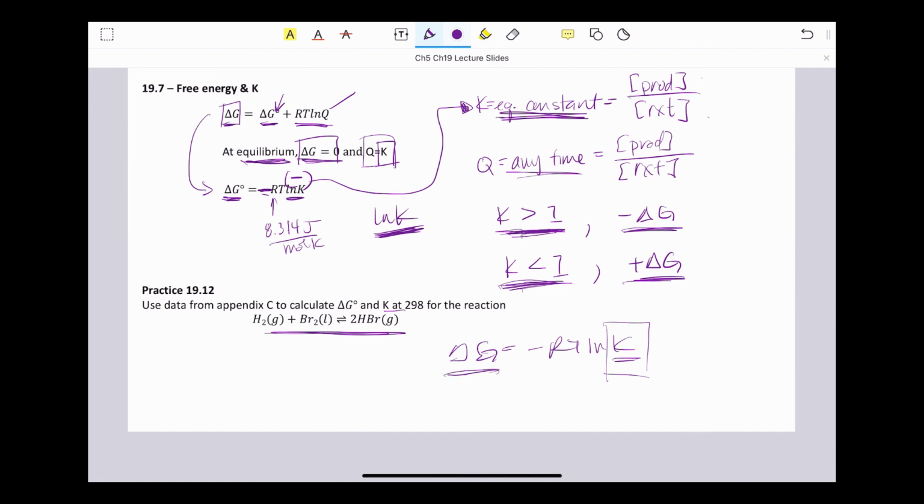All right. We will spend about 3 chapters on the concept of Q and K later in the school year, but for now, this is enough. You need to understand K is essentially the relationship of product to reactant at equilibrium, and what it means if K is greater than 1 versus less than 1.